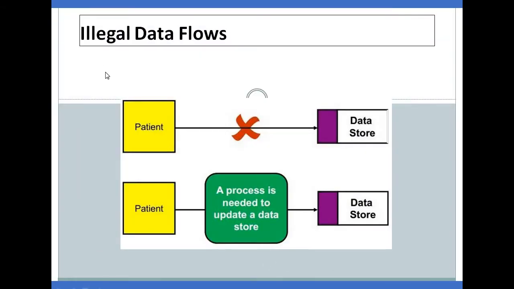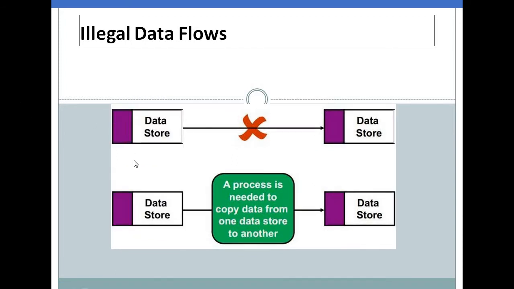So here are some illegal data flow notations. Some students do it like this: if I want to maintain the record of a patient, the patient is related directly with a data store. If I want to design a DFD this way, it is the wrong representation. The right representation will be the patient, then a process that is needed to update a data store, and then the data store. So that is the right representation, and the other is the wrong representation of DFD.